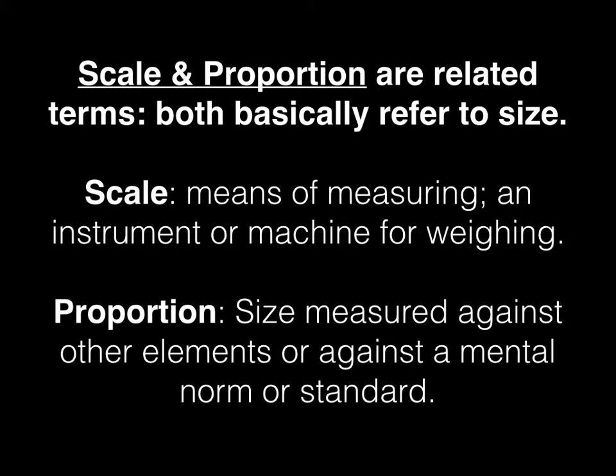So scale is a means of measuring, or an instrument or machine for weighing. When we think of a literal scale, something you would use to find out the weight, or a ruler or tape measure, those are all instruments of scale, a way of understanding the size and weight of a thing. All right, proportion. Proportion is size measured against other elements or against a mental norm or standard.